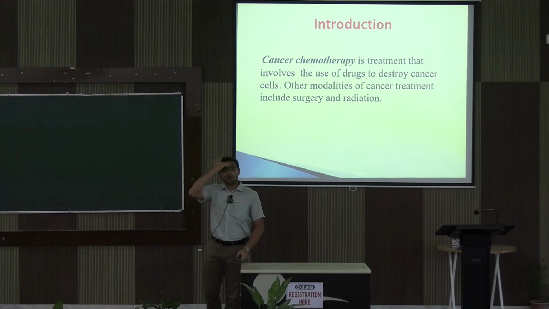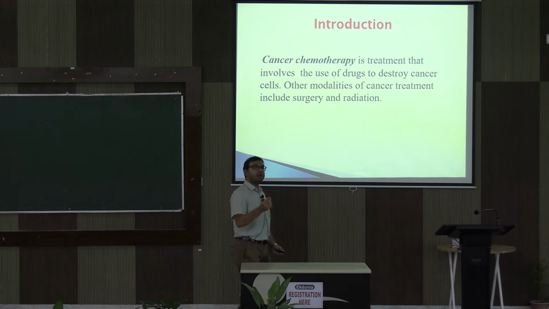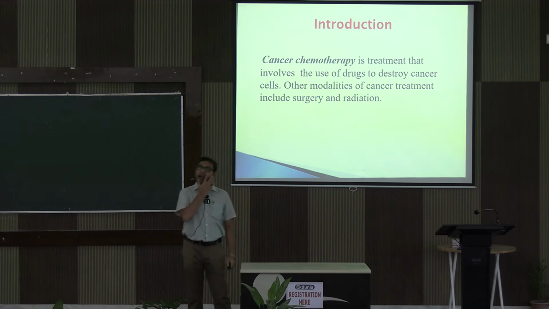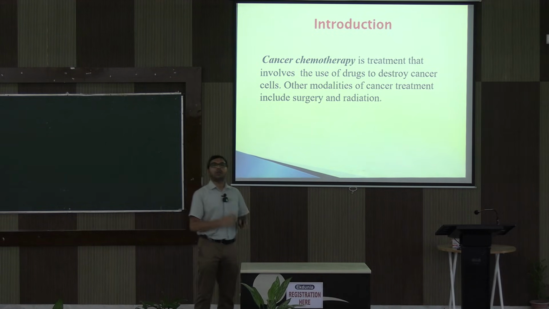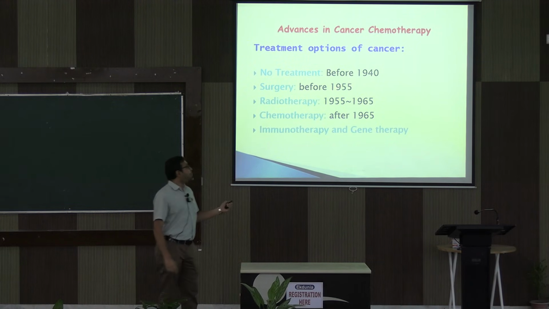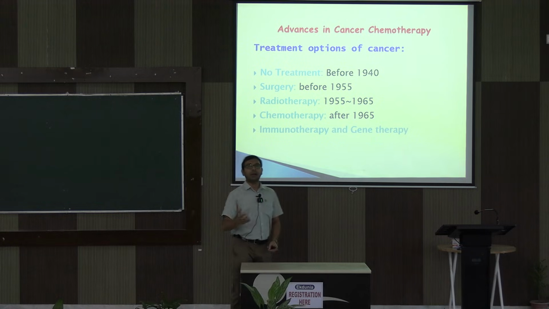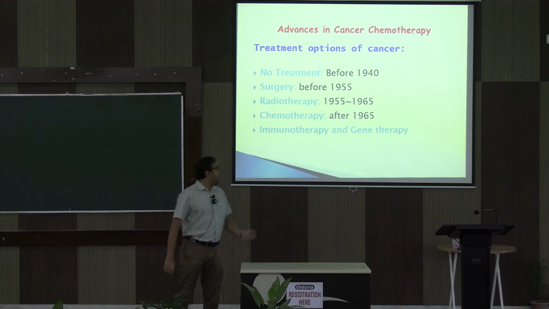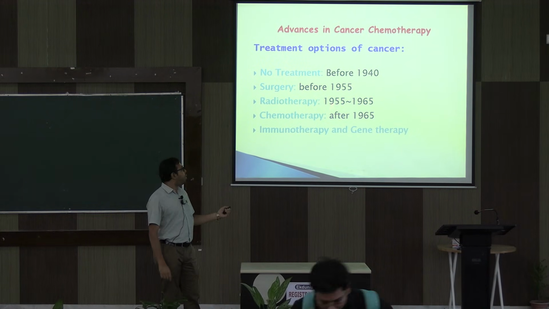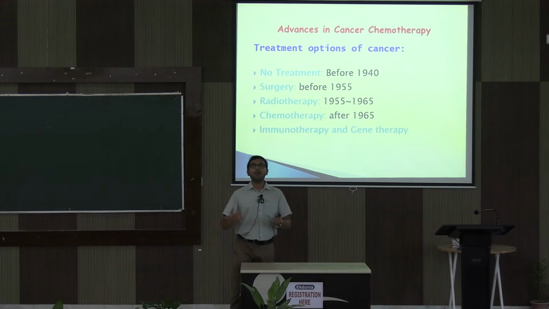So if you are asked what are the different types of chemotherapy? Chemotherapy may be antimicrobial chemotherapy, that is different types of antibiotics, antiviral drugs, anthelmintic drugs, antifungal drugs, as well as cancer chemotherapy, those that are active against oncogenic cells or cancer cells. So before 1940 there was no treatment for cancers. When there was a large tumor, mainly surgery was done, that is debulking of the tumor. Then radiotherapy came between 1955 and 1965. Only after 1965, chemotherapeutic drugs came.